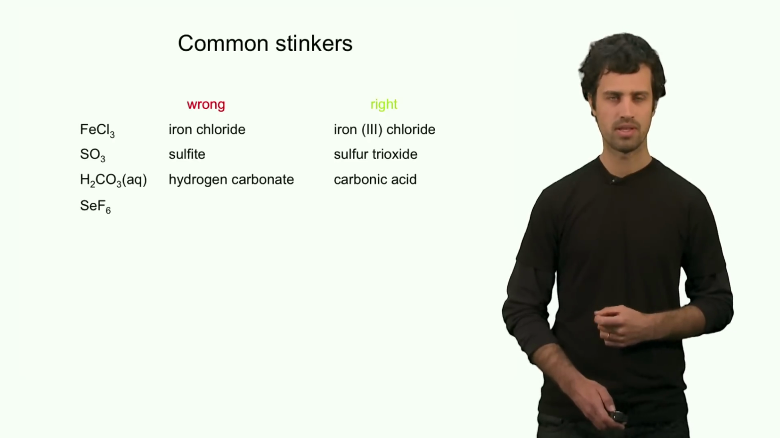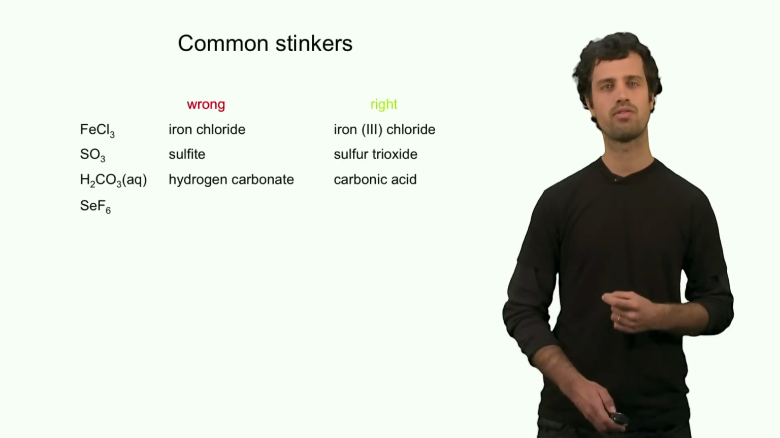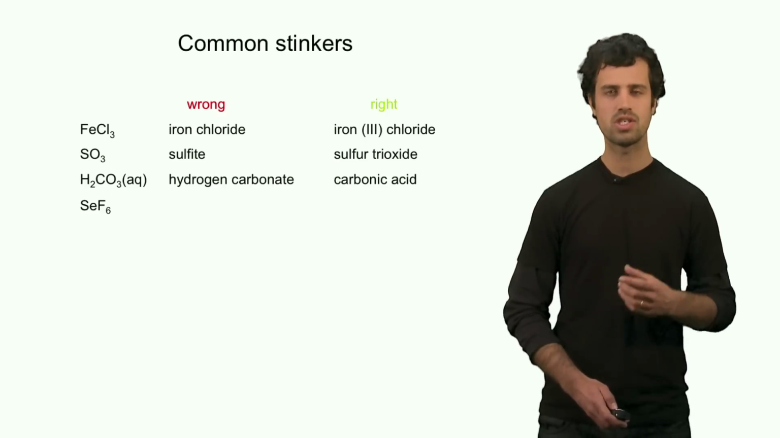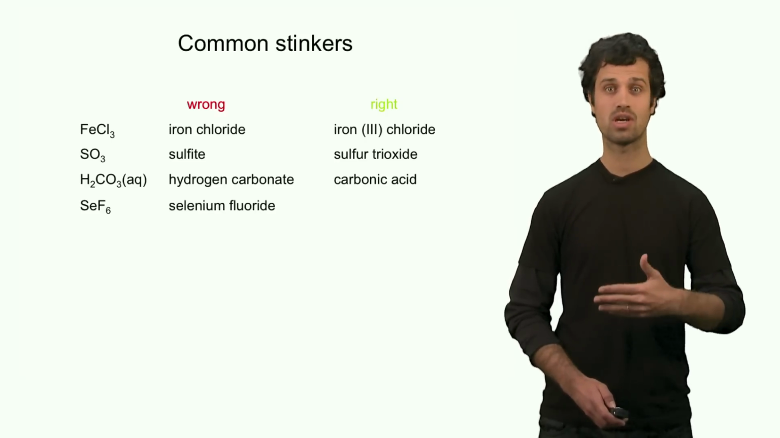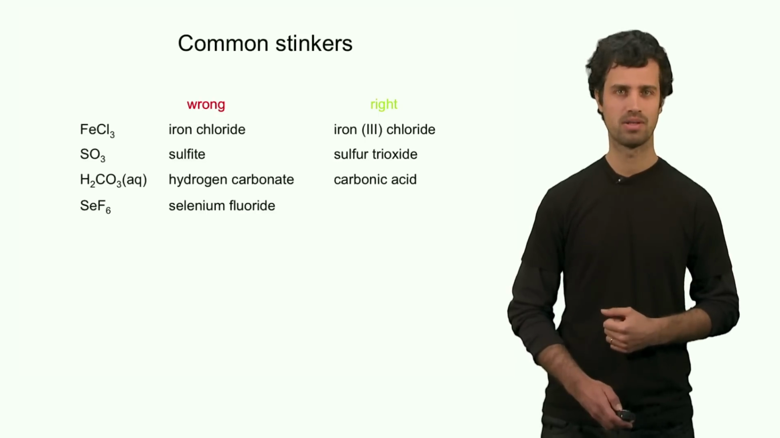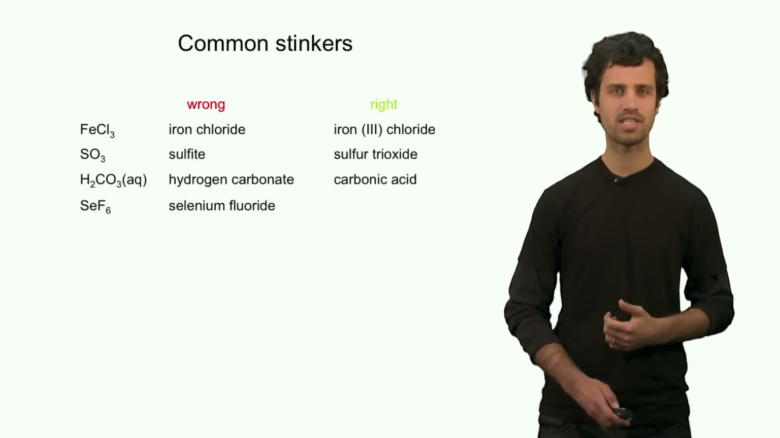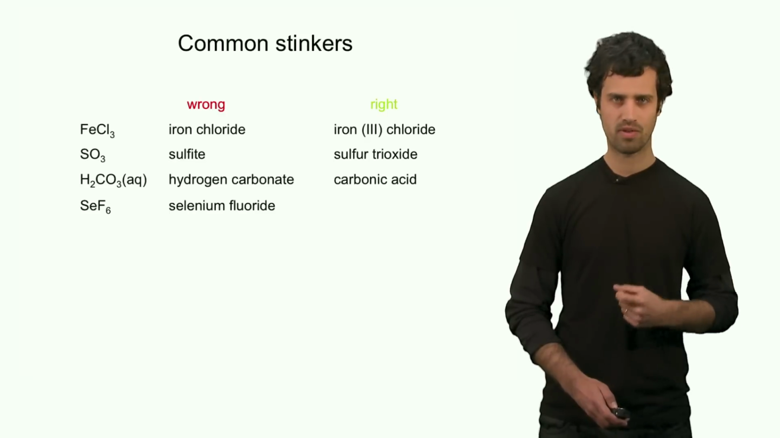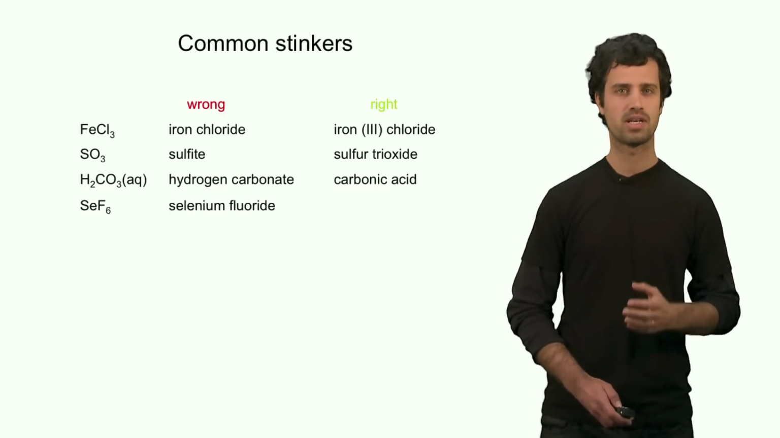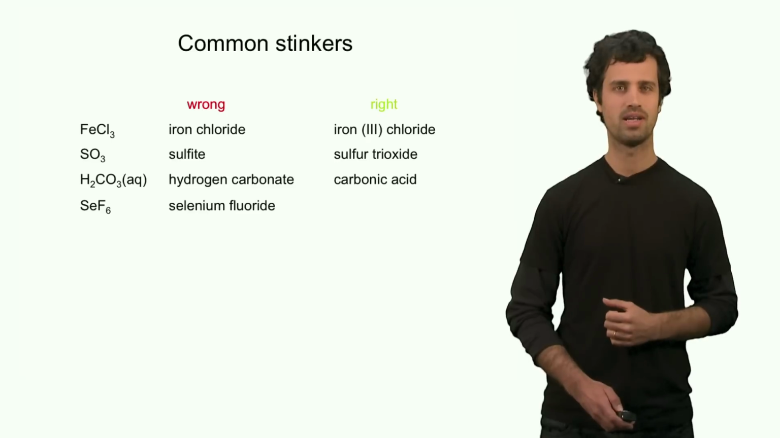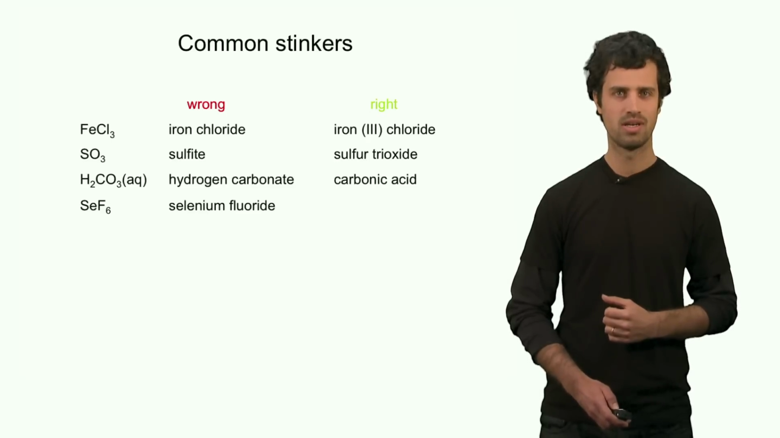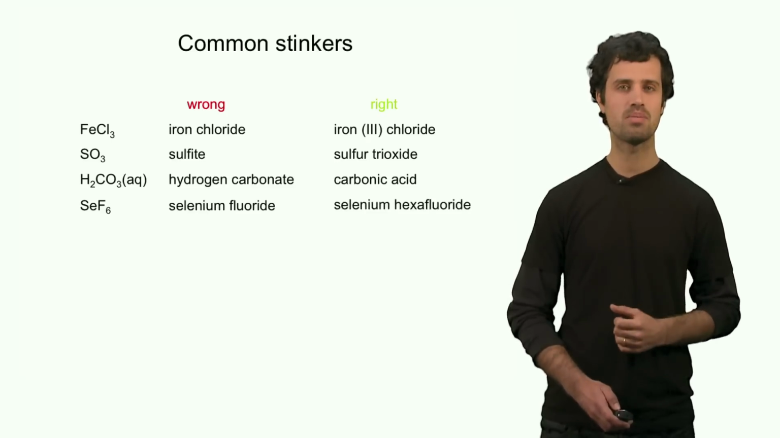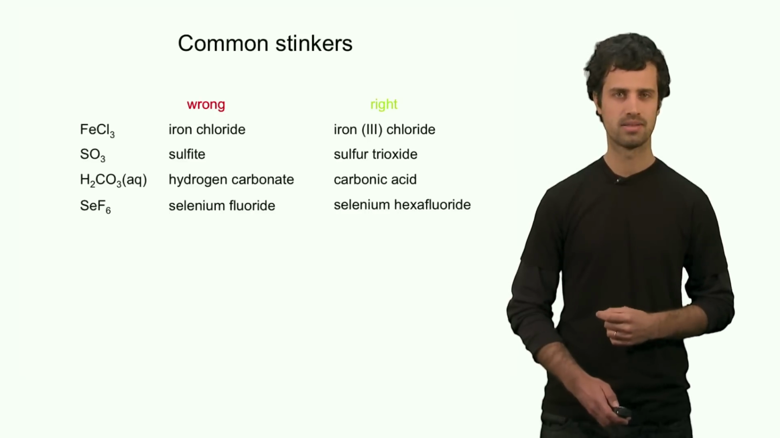Another example. This is a compound containing selenium and fluorine atoms. This is not selenium fluoride, because this is a binary covalent compound. We have to specify the number of atoms. We don't specify the number of the first atom because there's only one. But the second element, we have to specify the number of atoms in the structure. There's 6. So this is selenium hexafluoride.